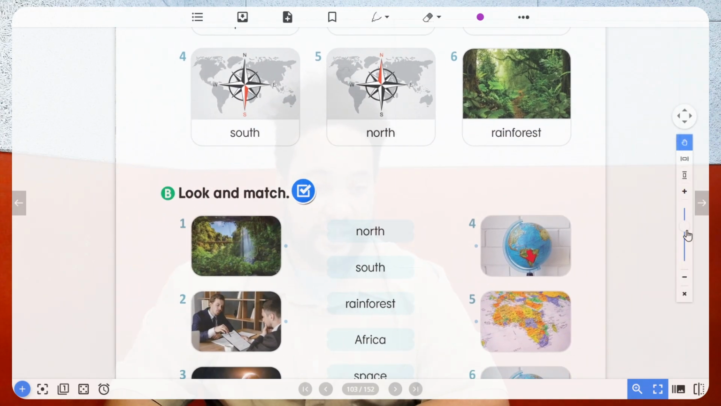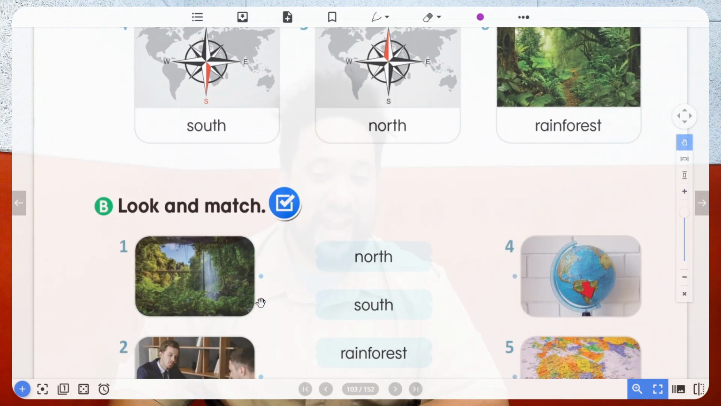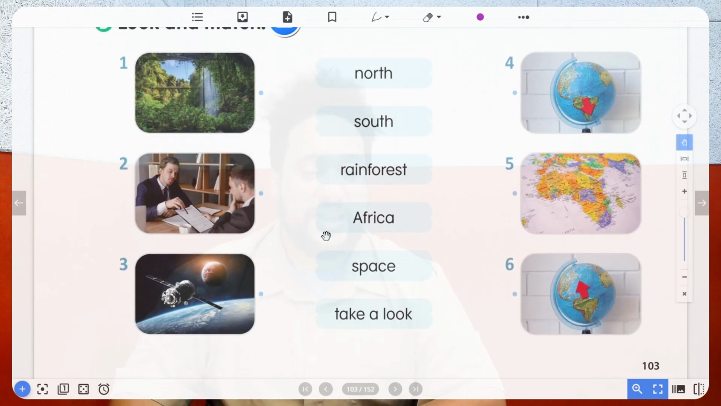of a nice green area. Now, what does this look like? I see a lot of rain there. I see a blue sky. I see lots of plants. So, is this north, south, rainforest, Africa, space, or take a look? That's right. It is rainforest. So you'll draw a line from the picture to the correct word. Okay, I would like you to work with a partner to complete the rest of this activity together.